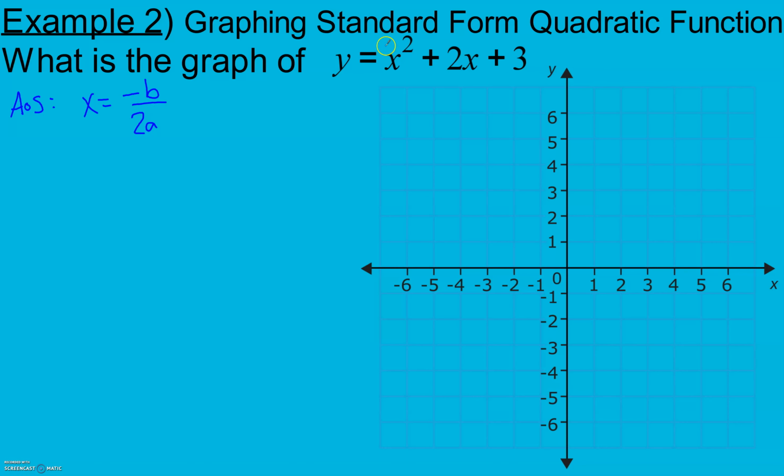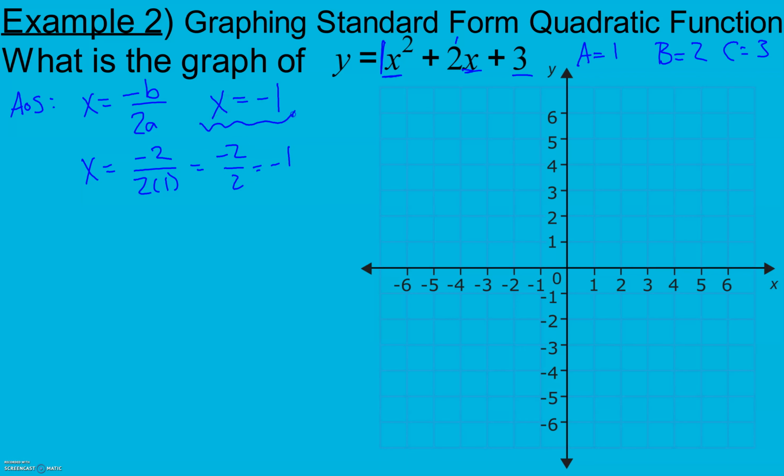So here I'm going to pick up my values. A is going to be 1, b is going to be 2, and c is going to be 3. X squared is a, x is b, constant is c. So my axis of symmetry is negative b over 2 times a. So my axis of symmetry is the line x equals negative 1.